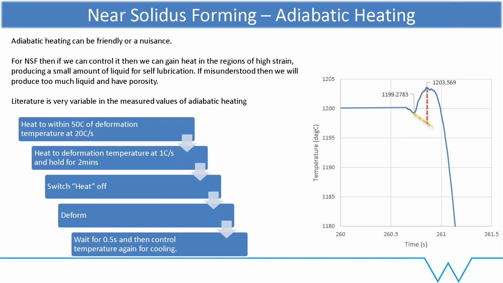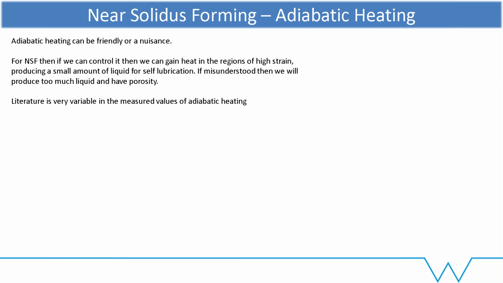So use the Gleeble. So the simple sort of process here, we typically heat within 50 degrees of the deformation temperature pretty quickly, and then slowly get to the deformation temperature. We turn the heat off, or the power angle off if you use that term. We deform, we wait for half a second, and then we bring back in the power to give us a nice controlled cooling. And you can see a typical curve on the right hand side there. So we can do that during all of the different deformations.